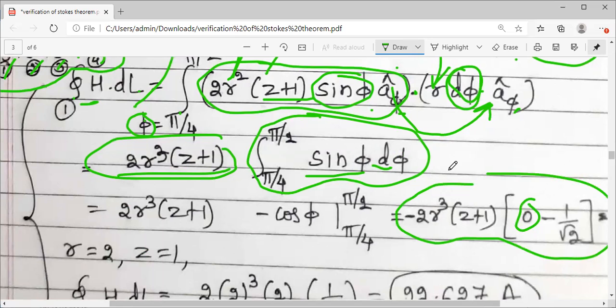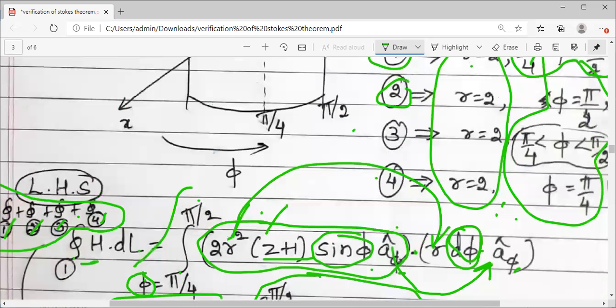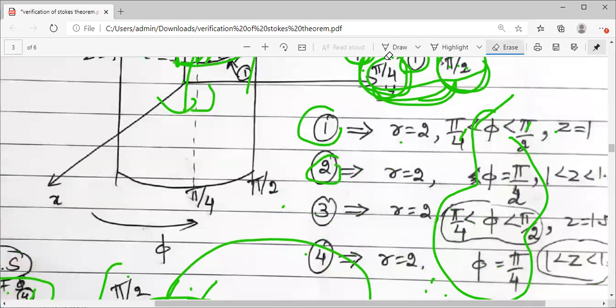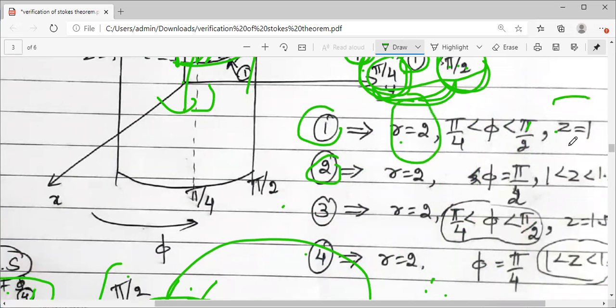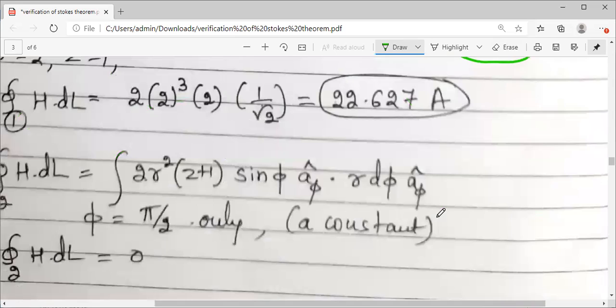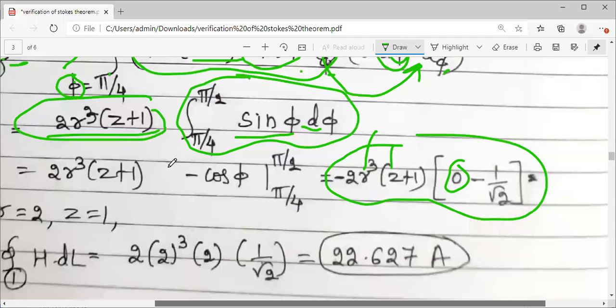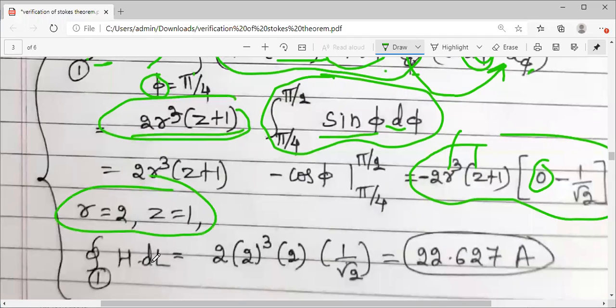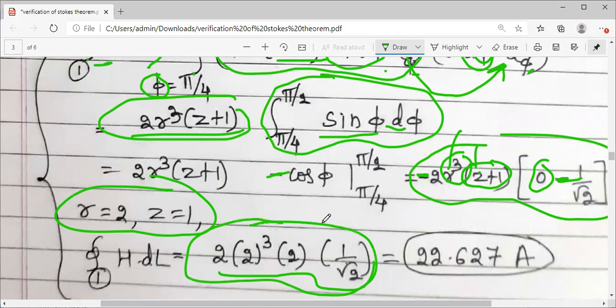But for the first path, r and z values are known to us. You can verify, we have written at one place: r is 2 for the first path, z is 1. So you can substitute these values. R equals 2, z equals 1. So the integration of H dot dl will be: r is 2, so 2 cube, z is 1, so 1 plus 1 is 2, and 1 by root 2. There is a negative sign here as well as outside, because it is minus cos. Hence minus into minus is plus. If you substitute and calculate the values, 2 raised to 5 is 32, divided by root 2, you will get 22.627.